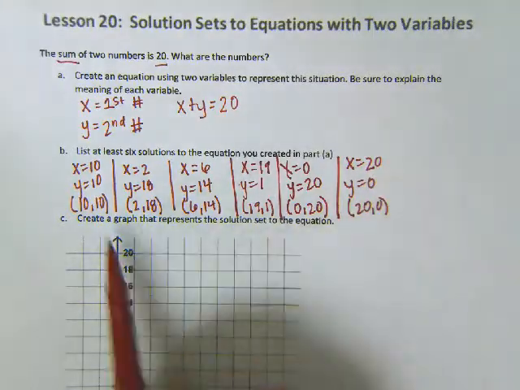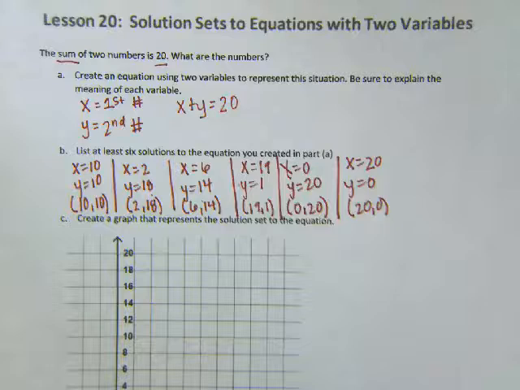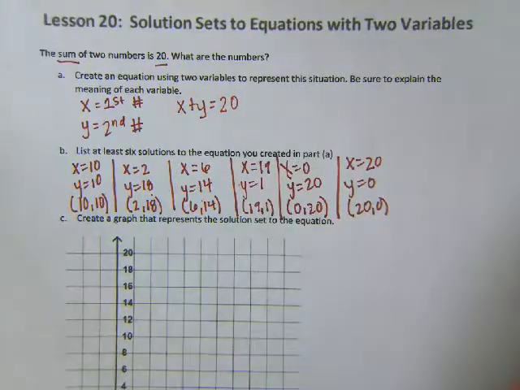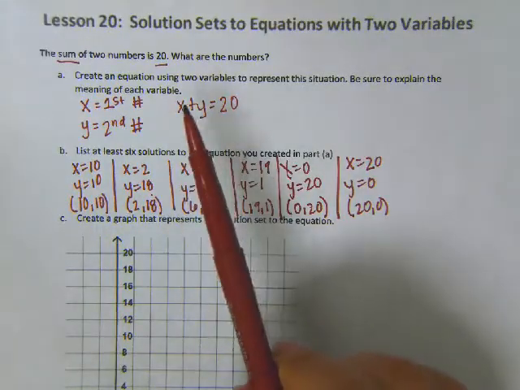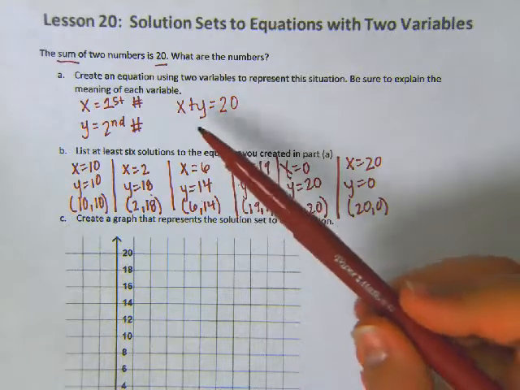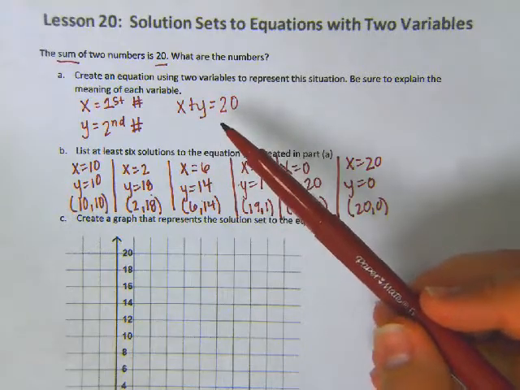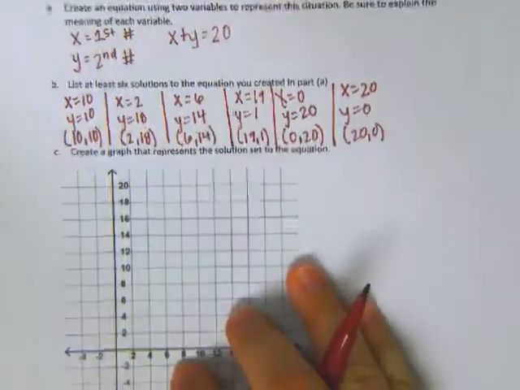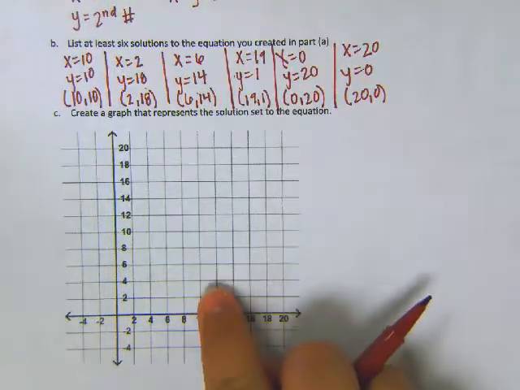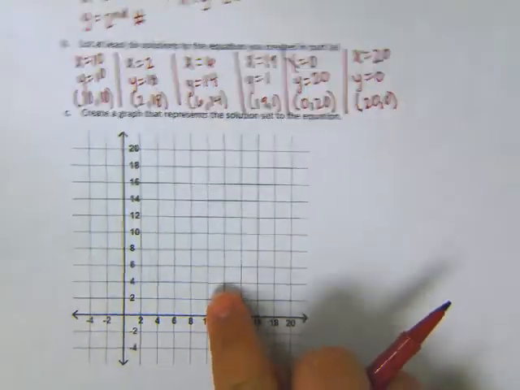And then that gives us 1, 2, 3, 4, 5, 6 points. All of these are going to be solutions to this equation because when you add the two numbers together, they're going to sum to 20. Okay, so then what we want to do is go through and graph all 6 of these points to see what it's going to look like.